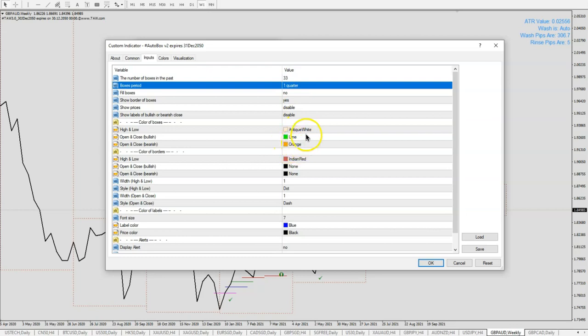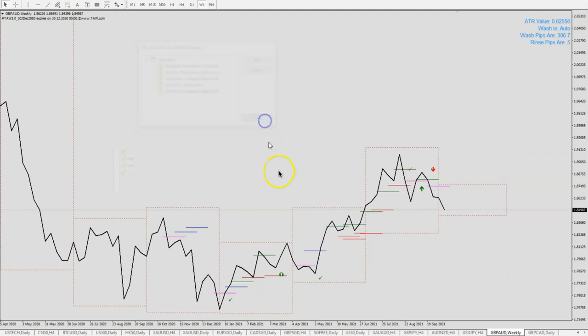Then you can define the colors and the borders of the box. That's up to you on how you want to define that. Now to show the border, you just have to choose fill box as no, and then show border as yes. Once you have this, then this is a quarter box here.